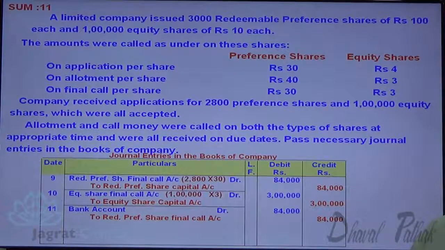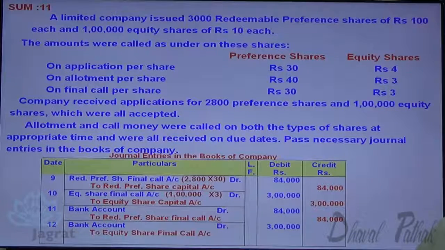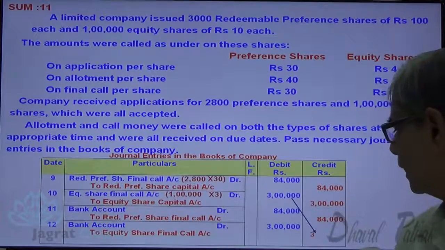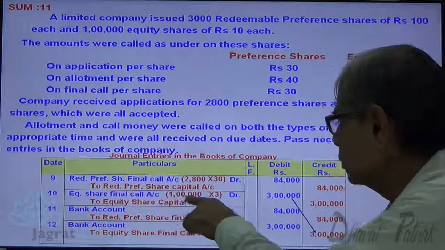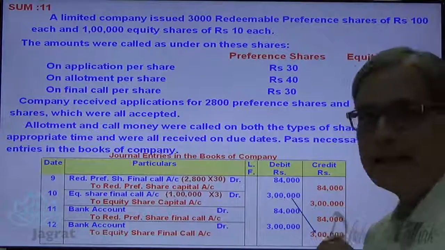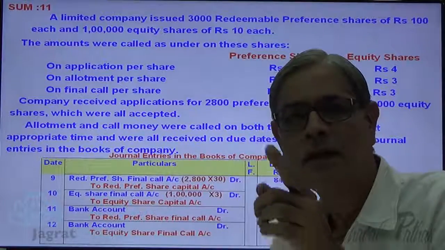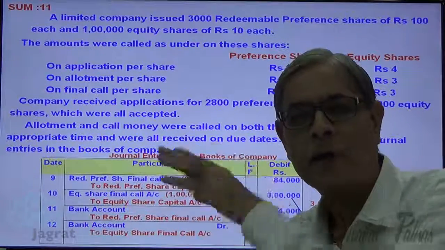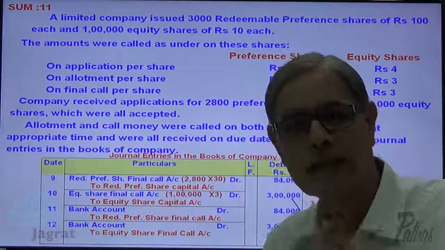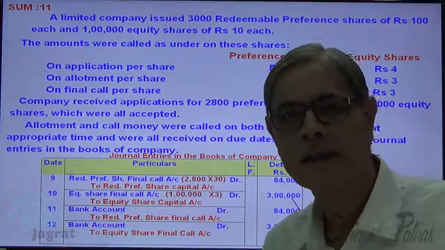Now we have recovered the final call on equity shares: bank account debit 1 lakh into 3, 3 lakhs, to equity share final call account credit 3 lakhs. The functional account debited 3 lakhs gets credited when it is recovered. When it was recoverable, the final call account was debited. When the amount is recovered, the final call account is credited.